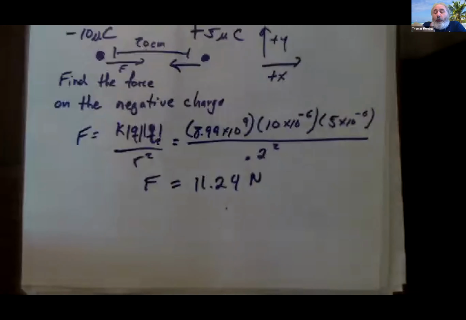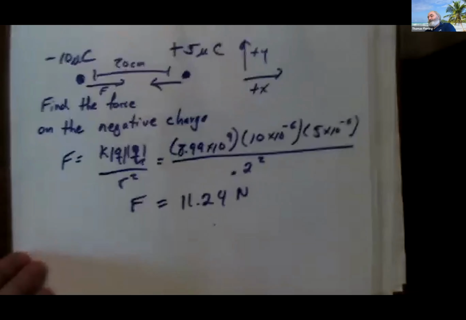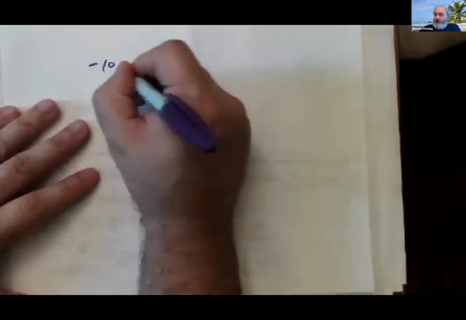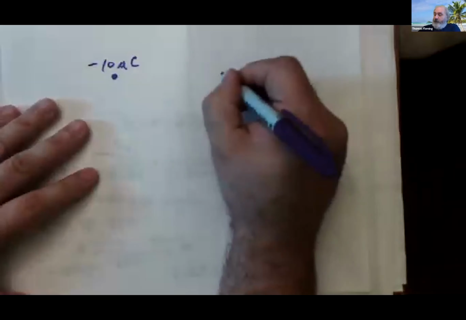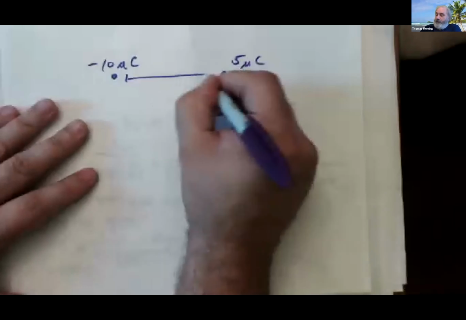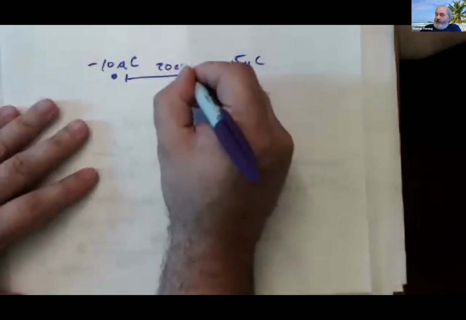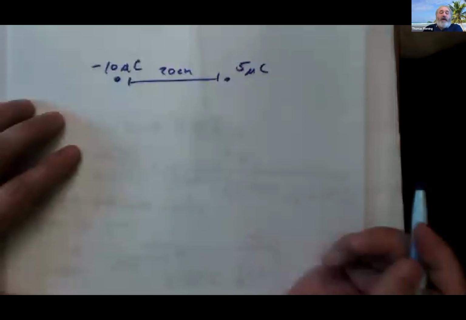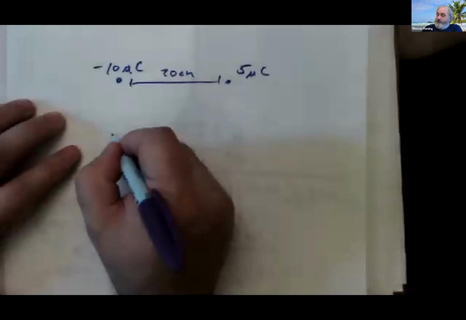All right, so that's all fine and dandy. So obviously you know what's going to happen next. We're going to make it more complicated. Right? How can I make it more complicated? Well, what if I have the exact same problem? Here's 10 microcoulombs. Here's positive 5 microcoulombs. That's 20 centimeters. Let's just add a third charge.